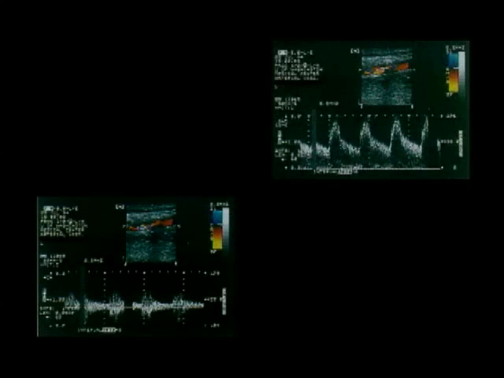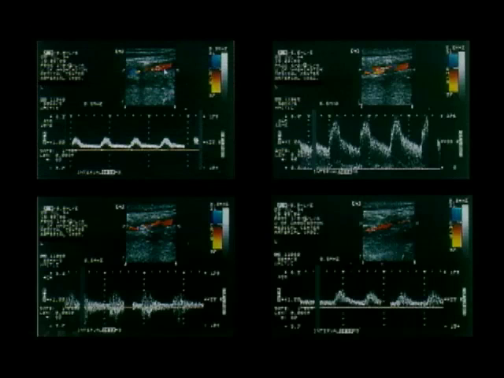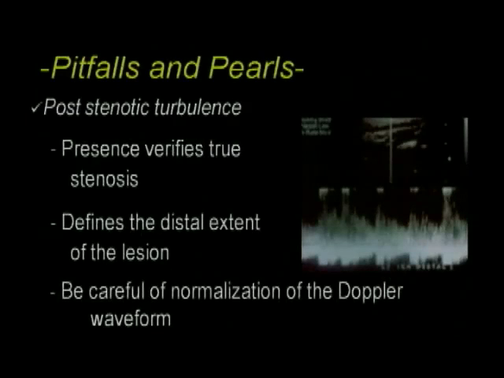Here we have 4 images of exactly that. In your top left, you can see the sample volume proximal to the lesion, in this case where we have a normal common carotid artery waveform. You see the focal elevation in velocity that should be present within the lesion itself. This post-stenotic turbulent signal that is normal beyond a hemodynamically significant lesion, and then the distal waveform way out into the internal carotid artery beyond the stenosis.